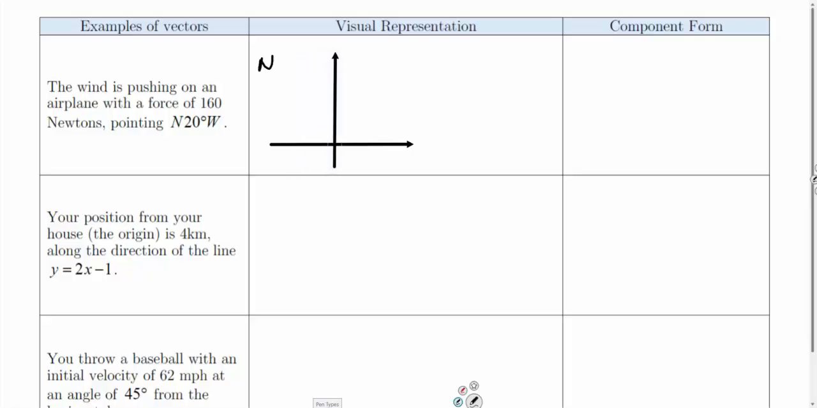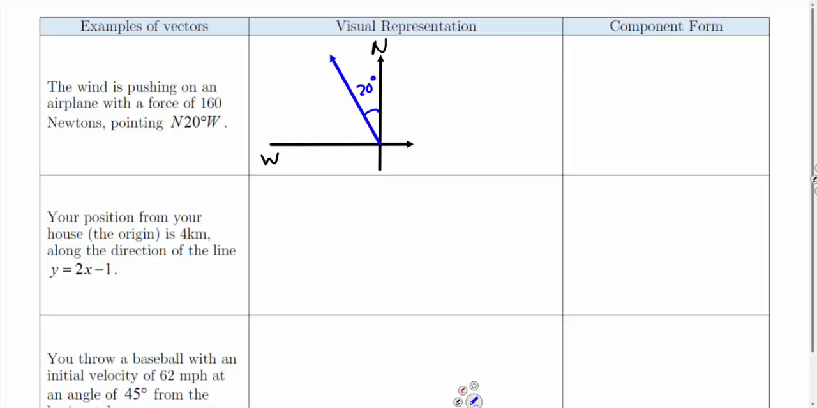This is north. Oh, sorry. We're going west, so I'll point the other way. North is this, and that's west, right? So north 20 degrees west. North 20 degrees west would be an arrow that looks like this, and the 20 degrees is here.